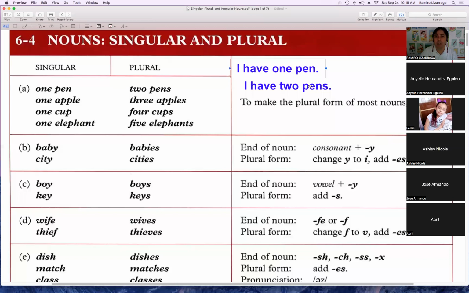So I'm gonna change this sentence. Buenos días. Good morning, Ashley. Welcome.